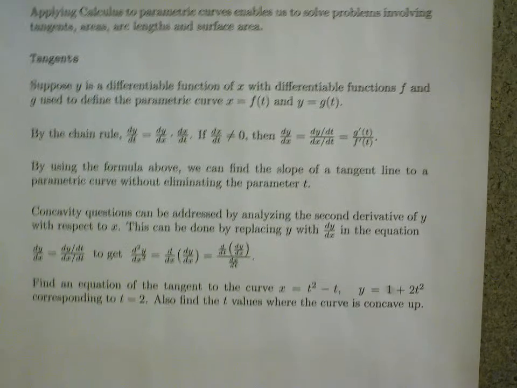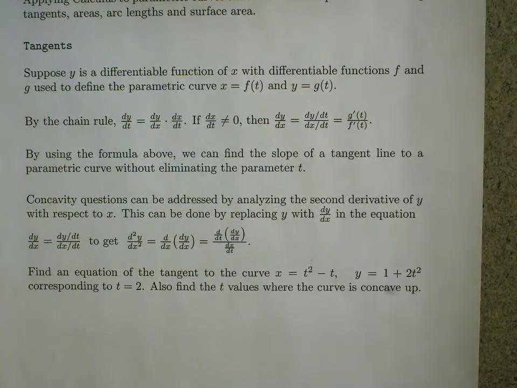Okay, let's do this example where we find an equation of a tangent line to a parametric curve where x is equal to t squared minus t, and y is equal to 1 plus 2t squared, corresponding to t equals 2.